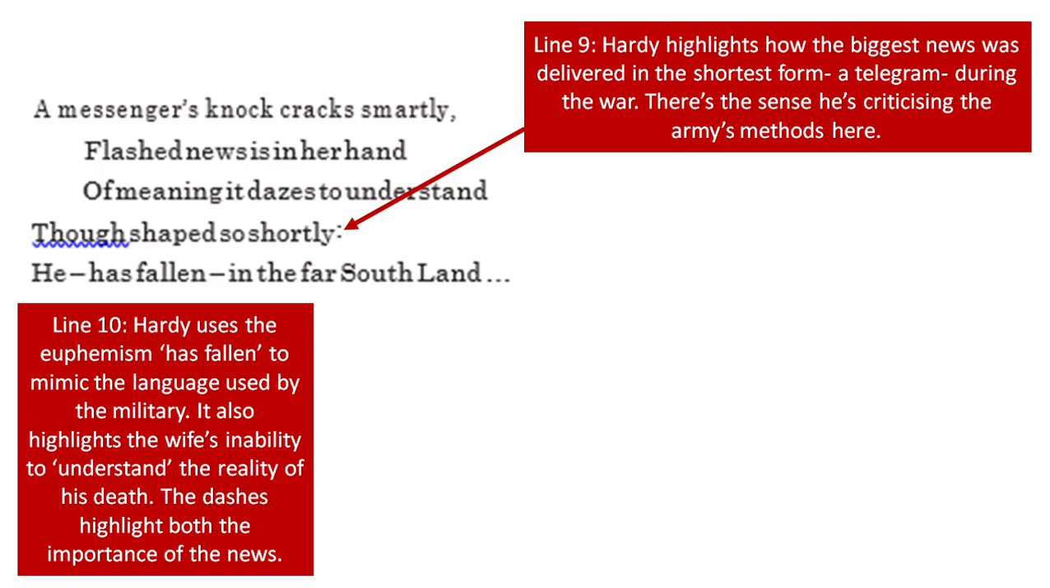Just in case you don't know, it's denial, then anger, bargaining, which is where you say "if only", and then depression, and then acceptance. So here we've got almost like a denial, not wanting to say the words "has died", and the dashes almost highlight the hesitancy in the wife, that she doesn't want to read it.